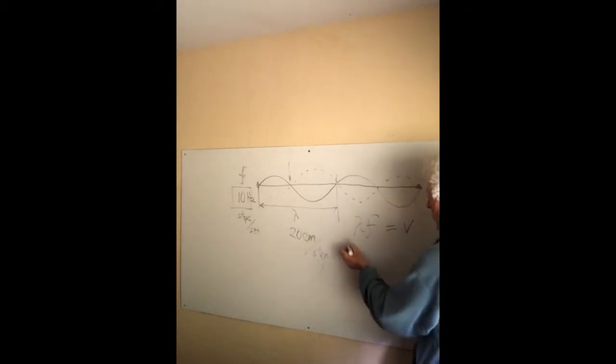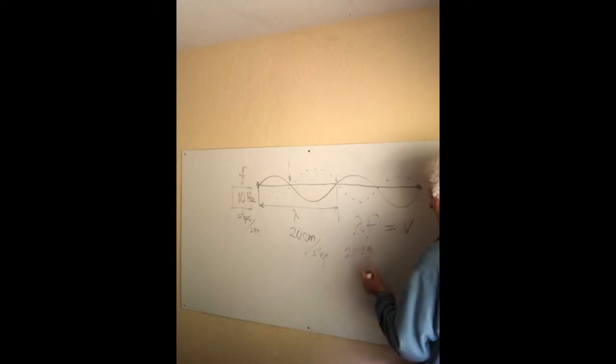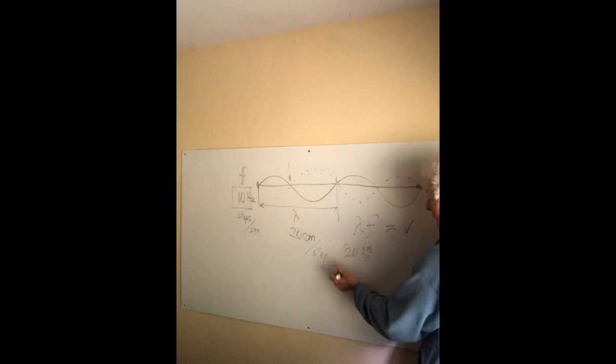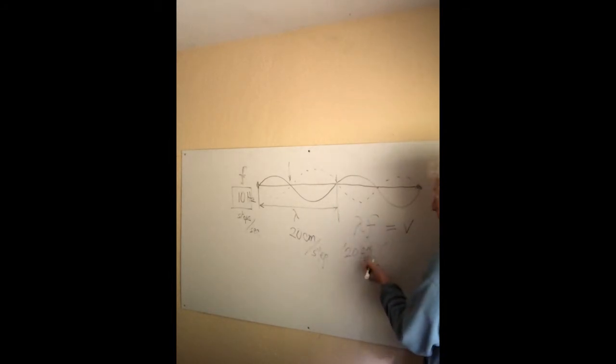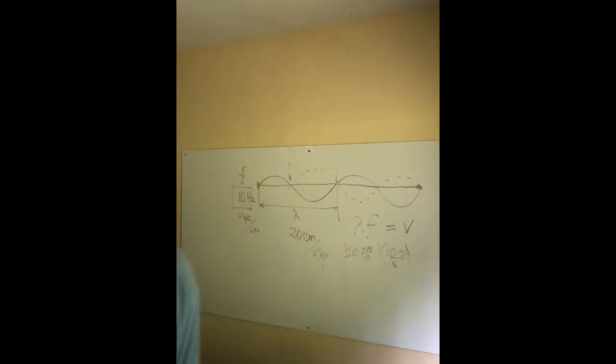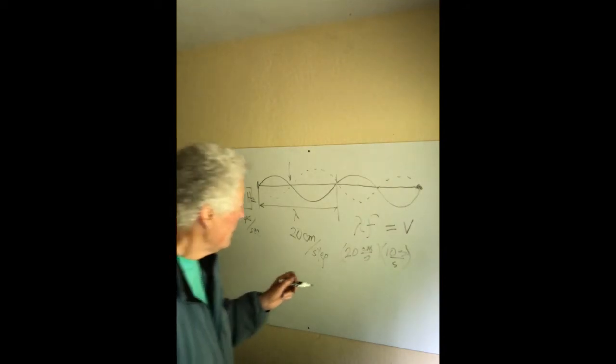And so the wavelength is 20 centimeters per step. The step is kind of a fake unit. And the frequency is 10 steps per second. Unfortunately, steps and seconds start with S, so you've got to be a little careful here. Write it out. Anyway, 20 times 10, I can even do that myself. 20 times 10 is 200.